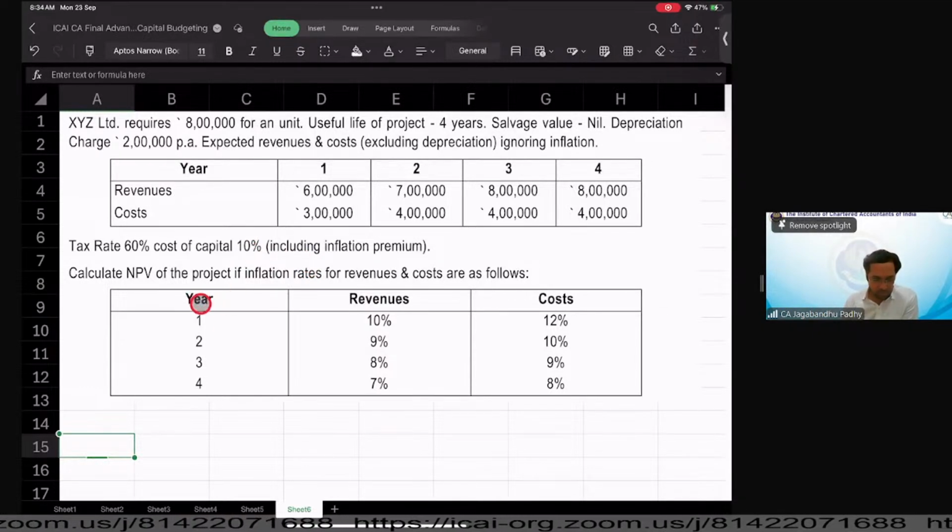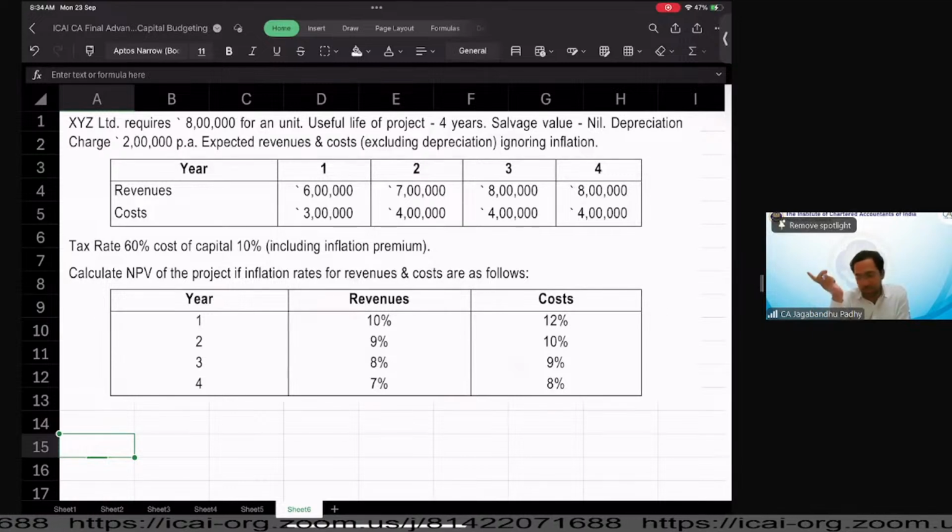Because when we are calculating NPV, the revenues have one set of inflation and the costs have a different set of inflation, which is quite possible. One of your items may have a higher rate of inflation, and another may have a lower rate. It may be possible that your revenue is not going to have the inflation impact as much as your cost, or it may be the other way around. Revenue has inflation at a different rate, cost has inflation at a different rate.